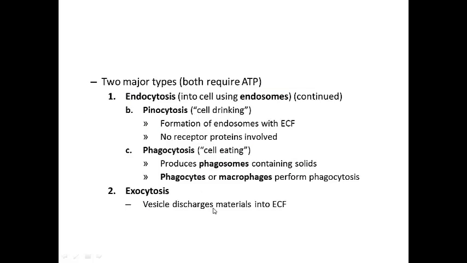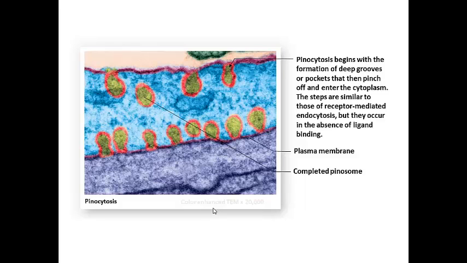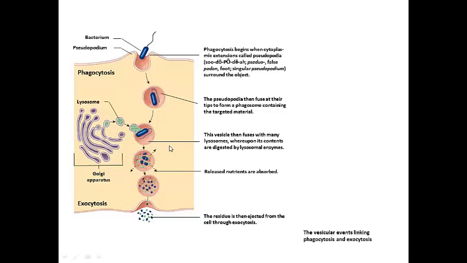So, endocytosis again brings in water and food into the cell. Exocytosis will discharge materials that have been digested, our waste products. Okay. Here's an example of pinocytosis. You can see it pinching off and bringing water into the cell, so the cell can enjoy that.